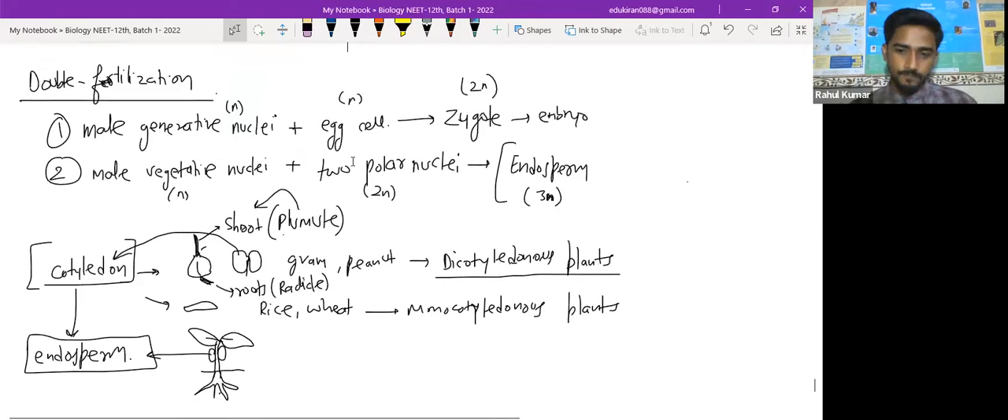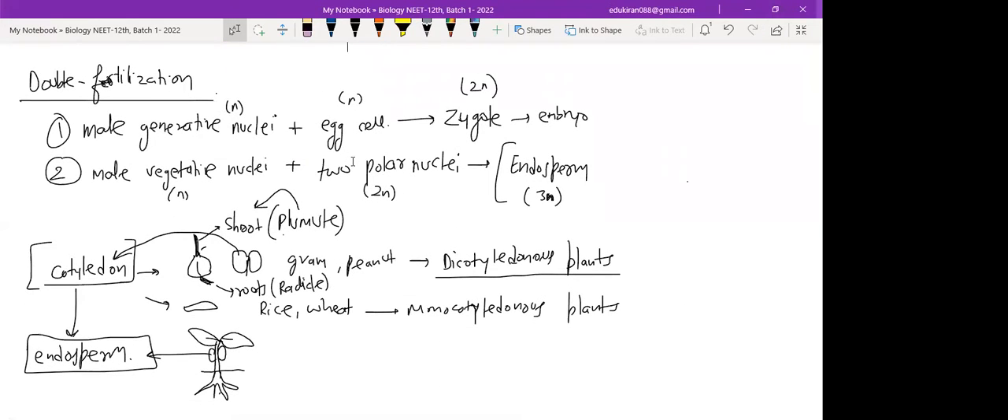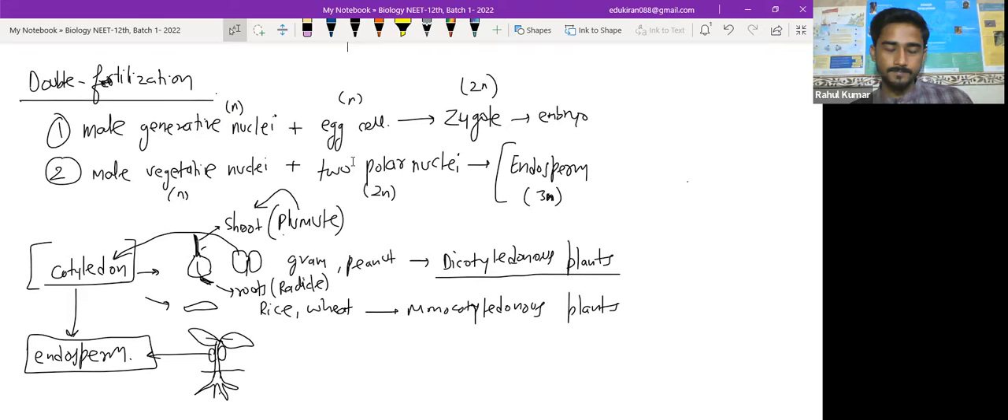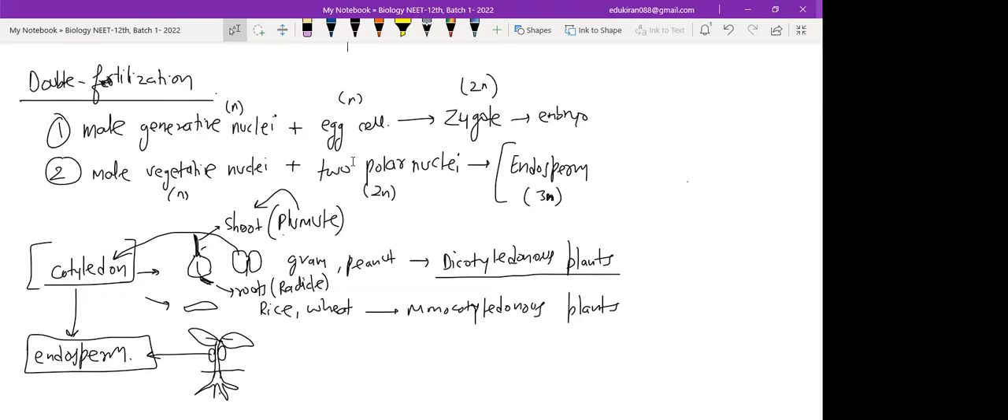Yeah, so double fertilization is a characteristic feature of angiosperms, of flowering plants, and here the male generative nucleus interacts with the egg cell and forms the zygote, which becomes an embryo. In the second case, the male vegetative nucleus interacts with the two polar nuclei, which are diploid. It forms endosperm, which is triploid.